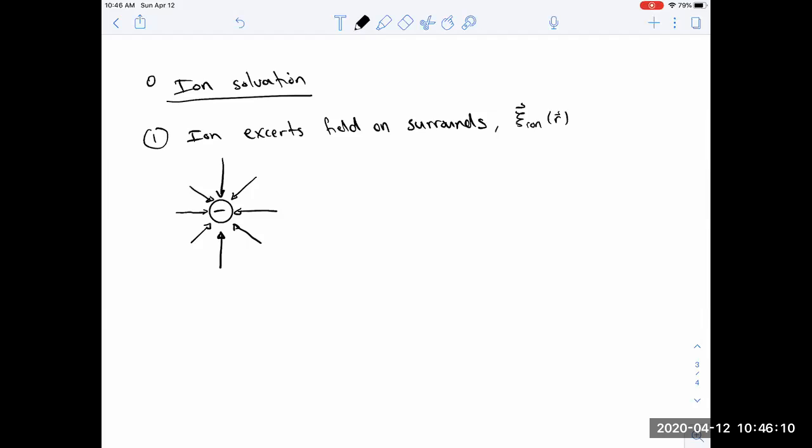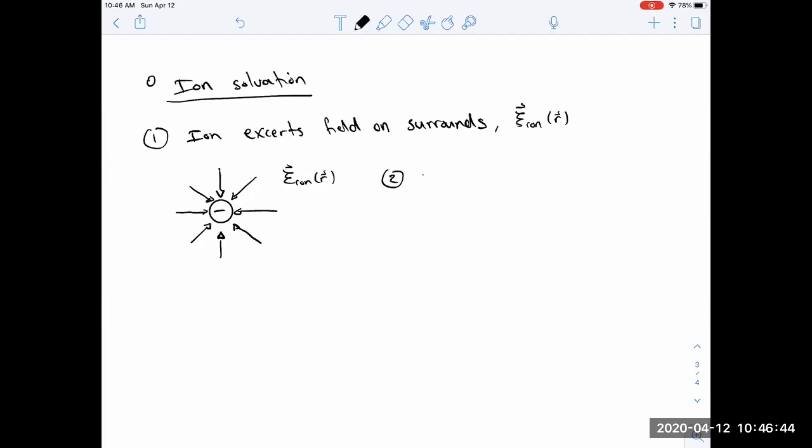So that's what the field would look like. Again, the field is a vector. It has magnitude and direction. The direction is isotropic about that ion. Now what's going to happen? So the ion is placed in the solvent. It generates an electric field. That electric field then is going to polarize the solvents in response.